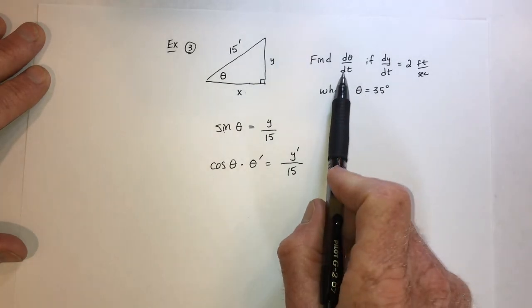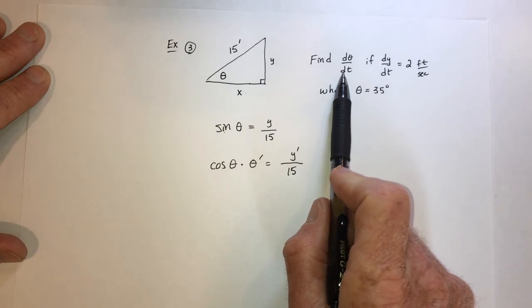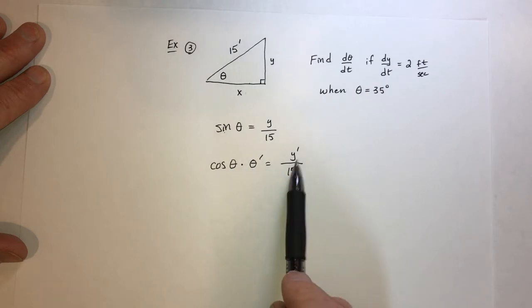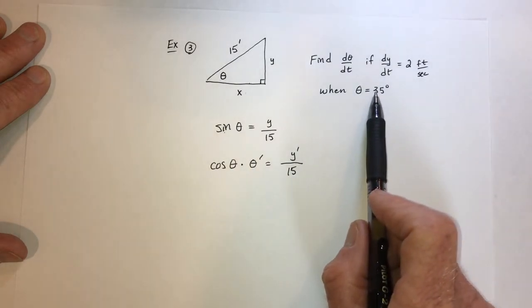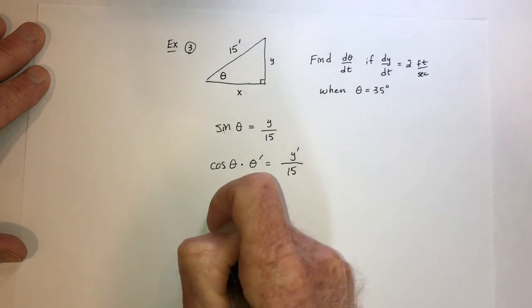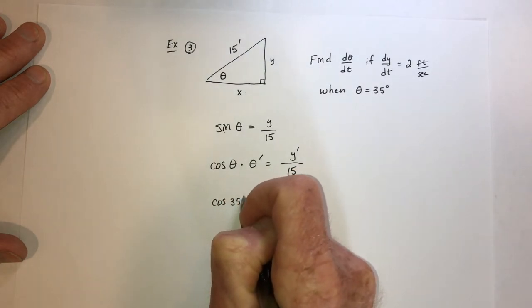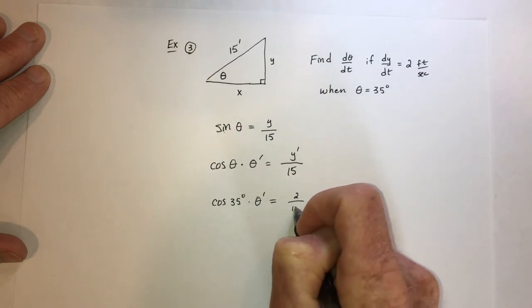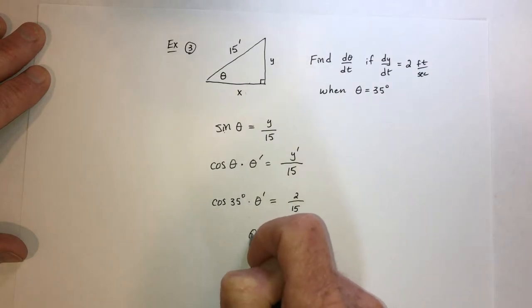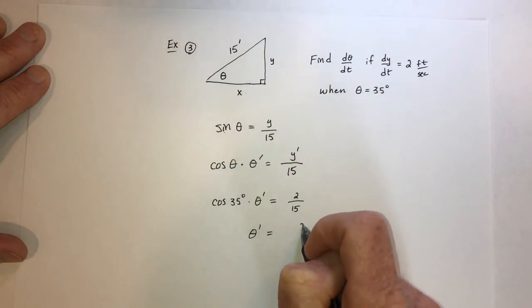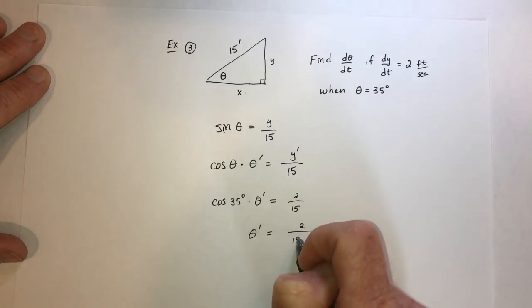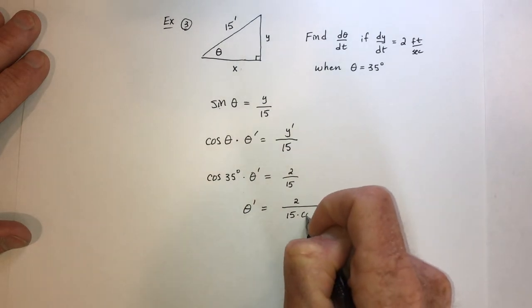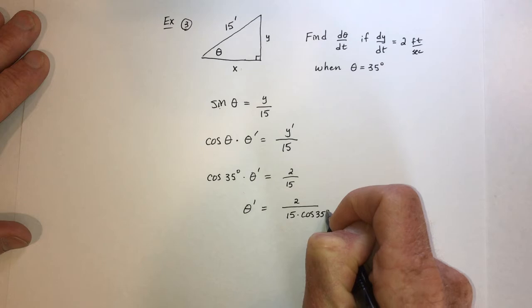So I was asked to solve for theta prime or d theta dt, so I need to solve for this. Then I need to plug in a number for theta, and I need to plug in a number for y prime. Those two numbers are sitting right here. So then it's going to be cosine of 35 degrees times the theta prime equals 2 over 15. Or if you divide both sides by cosine of 35, it's going to look like 2 over 15. Then that gets divided by cosine of 35 degrees.